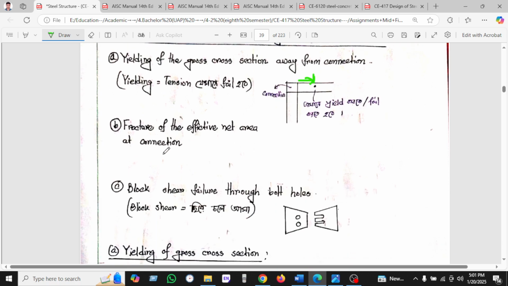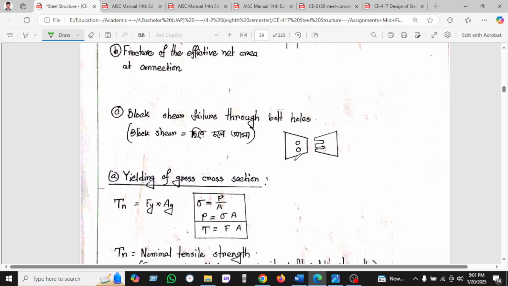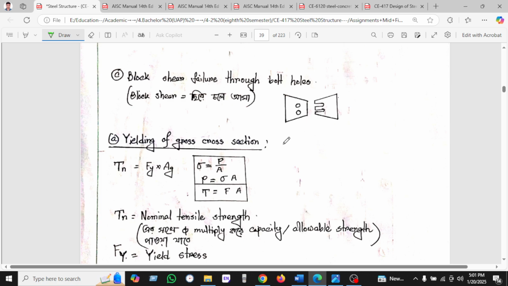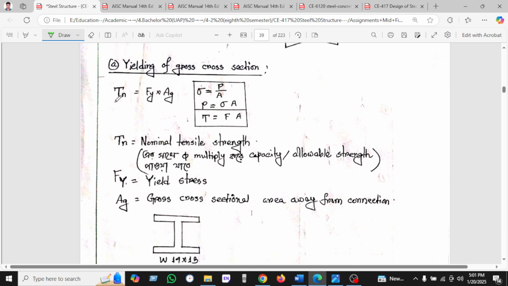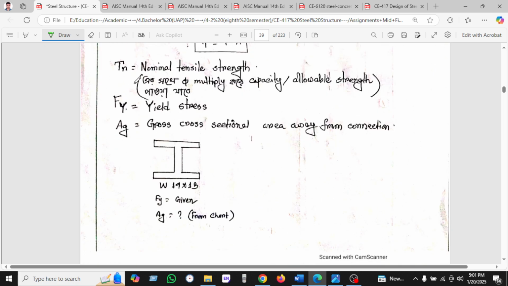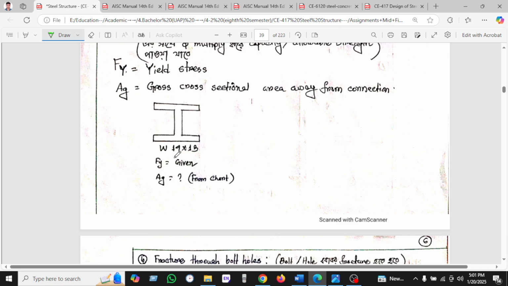Okay, so the factors are the effective net area at the connection, and block shear failure through the bolt. We have been seeing the block shear, which comes from tearing. And yielding of the gross section, we already know: force equals stress into area. Tn equals nominal tensile strength, Fy is the yielding strength, and Ag is the gross area. We will see how we calculate this.